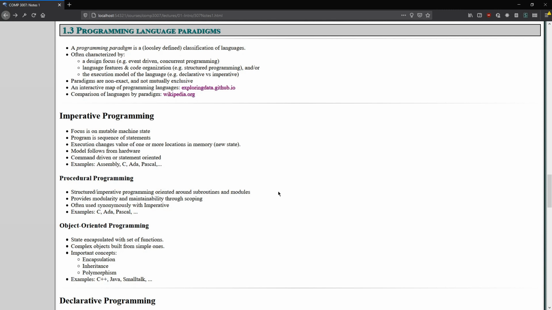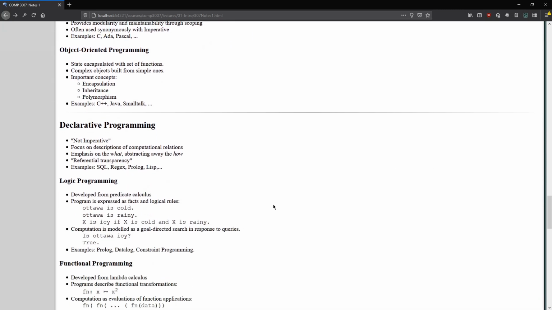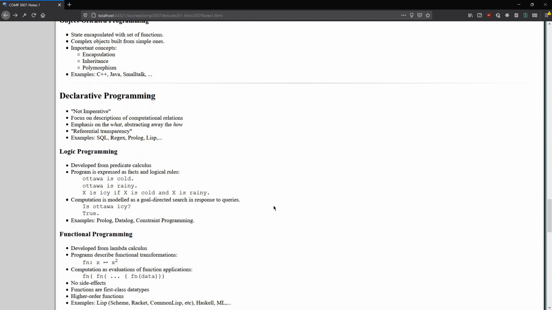But on the other side of the coin, there's what's known as declarative programming. The declarative paradigm has a somewhat muddy definition. In fact, sometimes it can be called simply anything that's not imperative. If we have a programming language whose focus is not on the mutation of state, then we can typically say that that's not imperative, so we'll call it declarative.